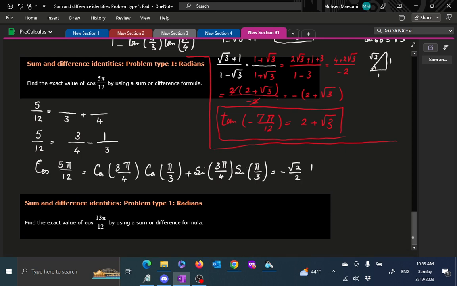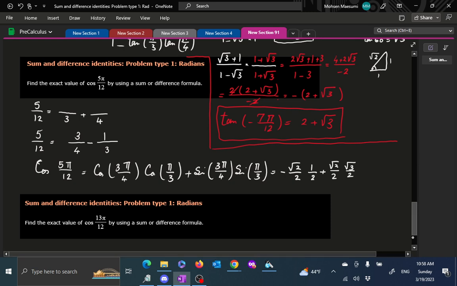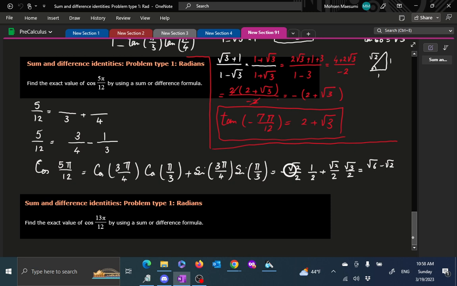Cosine of pi over 3 is just 1/2. Sine of 3 pi over 4 is radical 2 over 2, and sine of pi over 3 is radical 3 over 2. And we come back to our familiar expression. I write the positive first, radical 6. It's convention to write that first, and then radical 2 over 4.